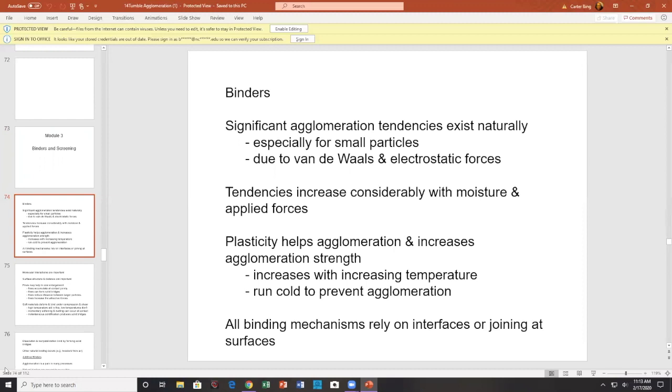Significant agglomeration tendencies exist naturally, especially for small particles, due to van der Waals forces. Tendencies increase considerably with moisture and applied force. Plasticity helps agglomeration and increases agglomerate strength. Remember, you can actually bend this material together. Increasing temperatures, of course, run cold to prevent agglomeration, or run colder to change the nature of your agglomeration.